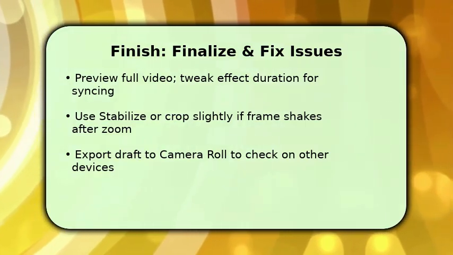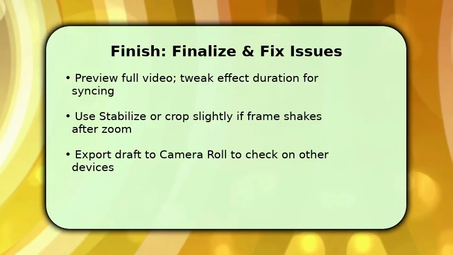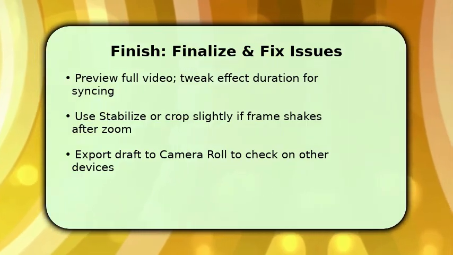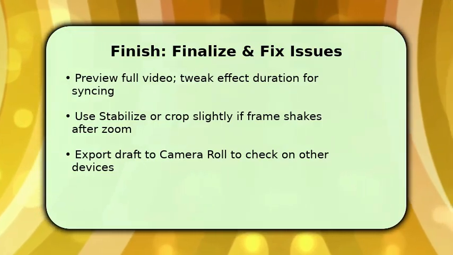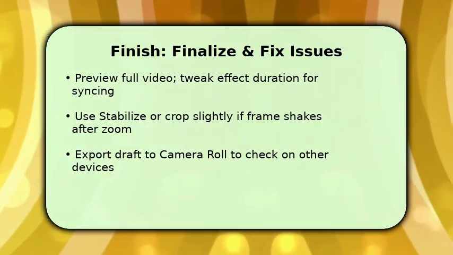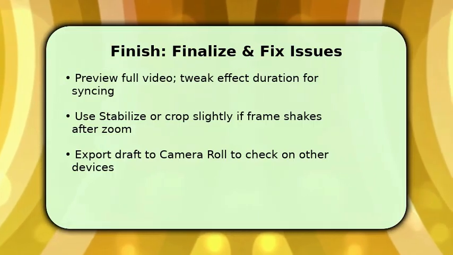Then add final filters, captions, and export a draft to your camera roll to check playback on other devices. If the zoom lags or glitches, reapply the effect to a trimmed subclip. That usually fixes misalignment fast.